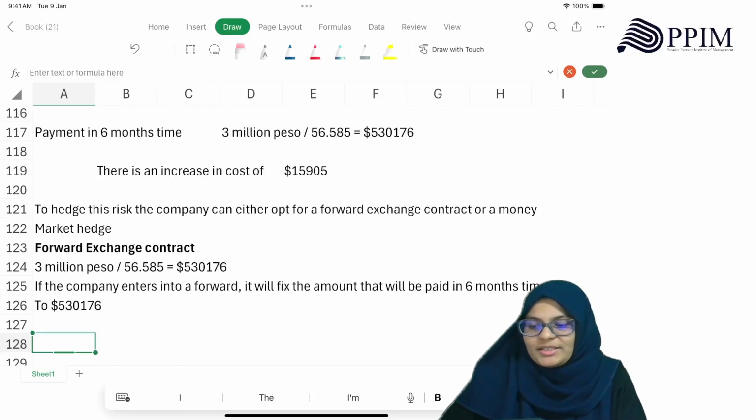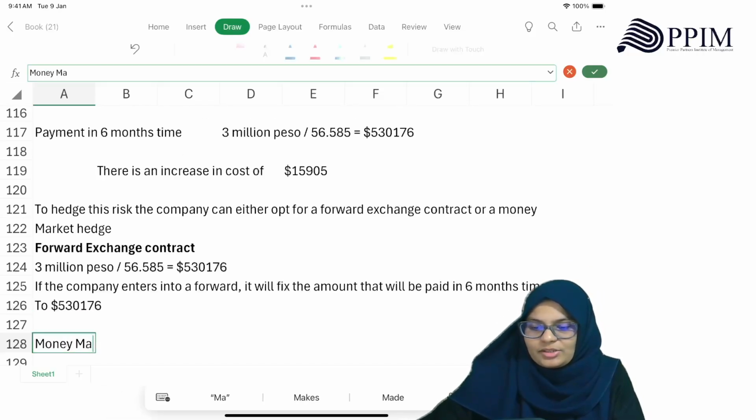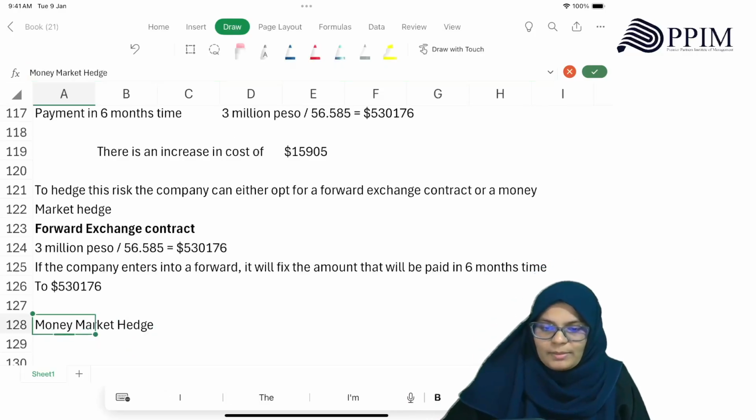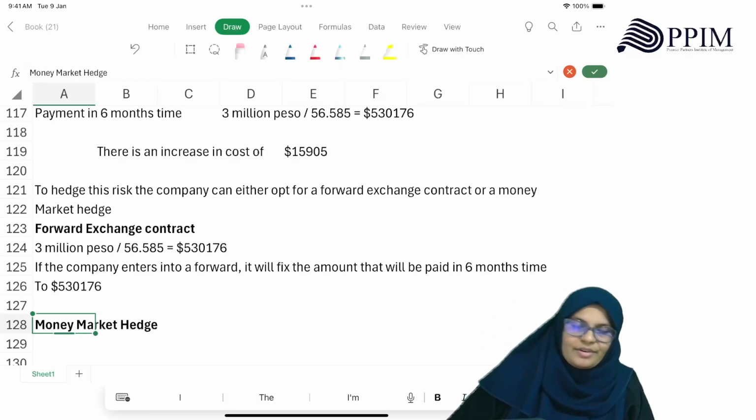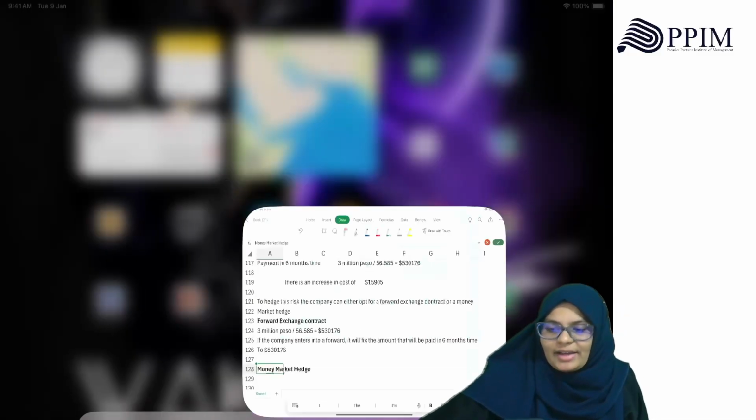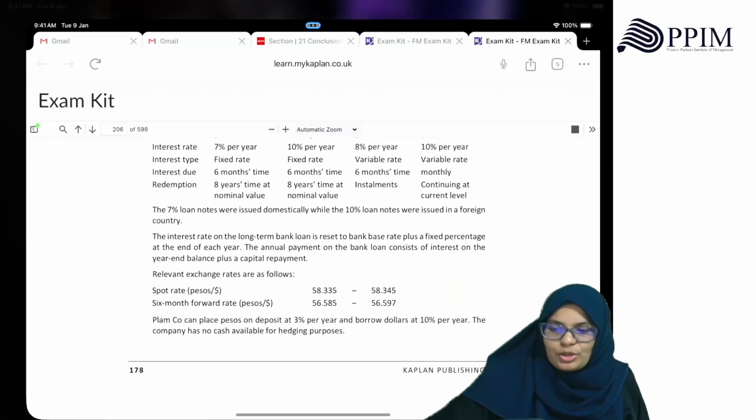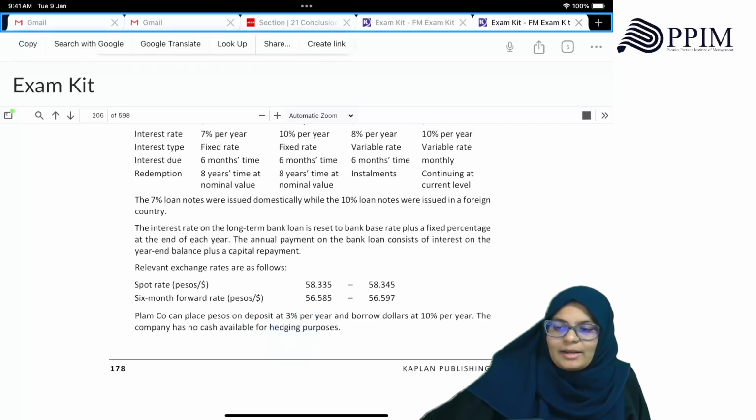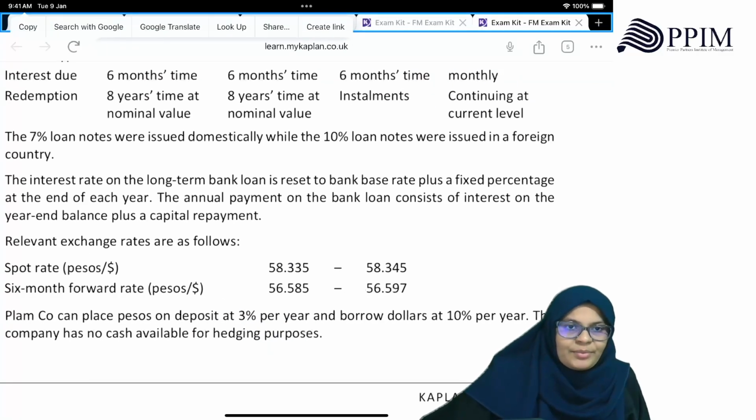The next option is you need to go for a money market hedge. I'll give you a minute to quickly do the money market hedge. I know it's only for 5 marks, guys, but in this case, they have simplified the money market hedge also, because they have given you the peso deposit rate and the dollar borrowing rate. Usually they give you 4 and make you choose. Here they have given you exactly what you need.